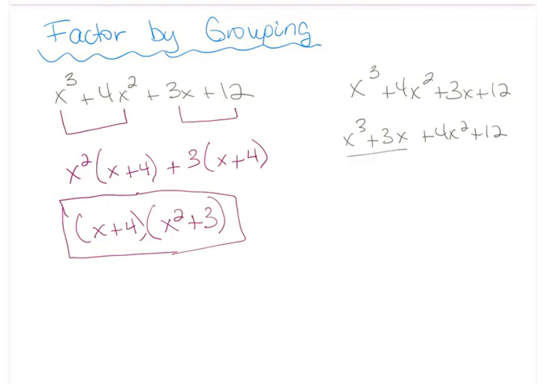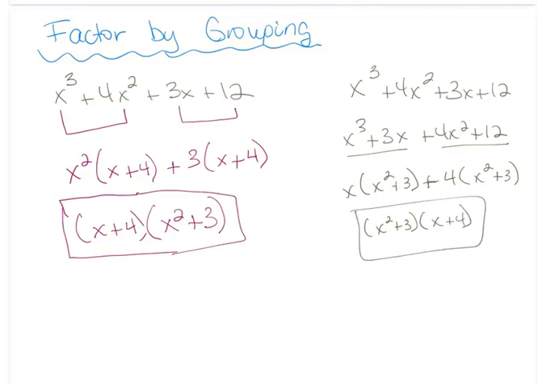So from here, I'm going to factor out an x, and I have x squared plus 3. Right. From here, oops, I'm going to factor out a 4. And I'm left with x squared plus 3. So then when I look for my common factors, I get x squared plus 3, and I'm left with x plus 4. Look at that. They match. Isn't that crazy?